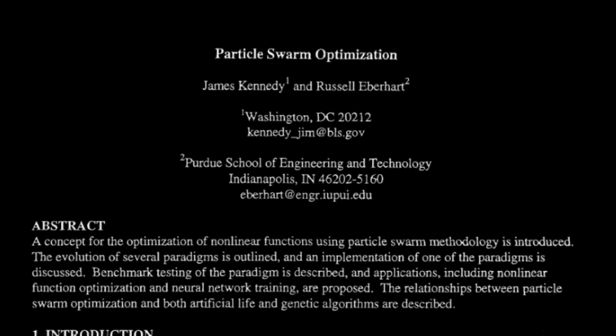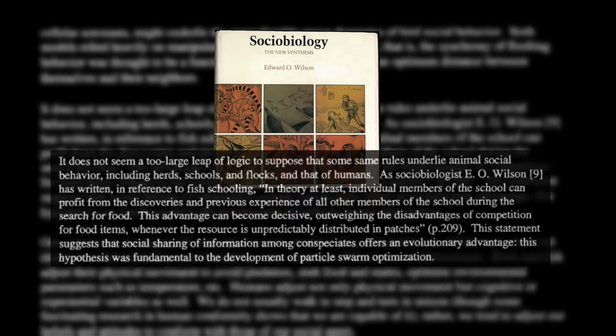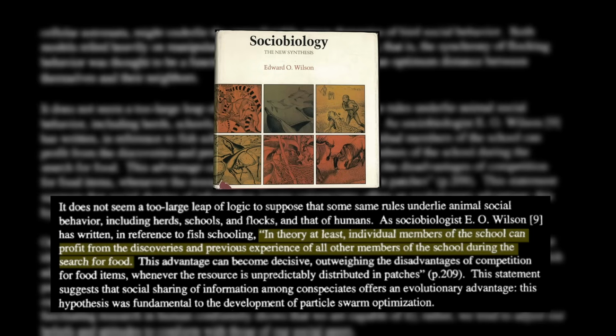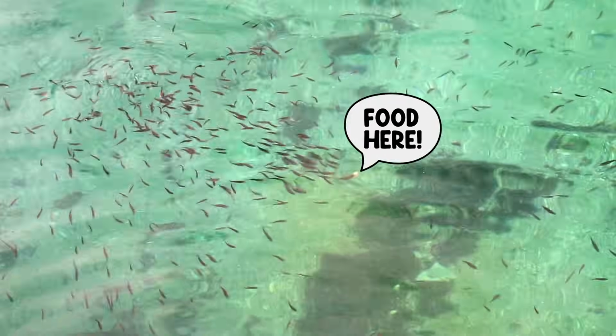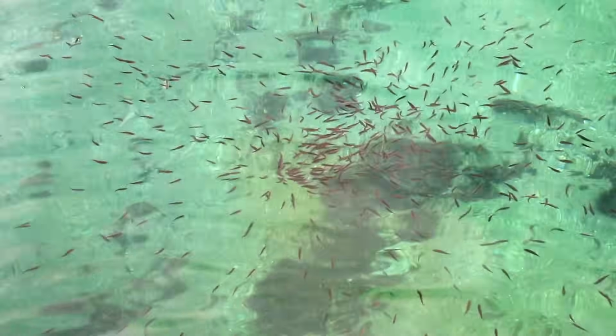In the mid-1990s, Dr. James Kennedy and Dr. Russell Eberhardt decided to try to harness these principles for optimization problems in computing. Edward Wilson writes in his book, Sociobiology, The New Synthesis, when referencing a school of fish, in theory at least, individual members of the school can profit from the discoveries and previous experiences of other members of the school during the search for food. This suggests that social sharing of information offers an evolutionary advantage, which is the fundamental concept leading to the development of particle swarm optimization.